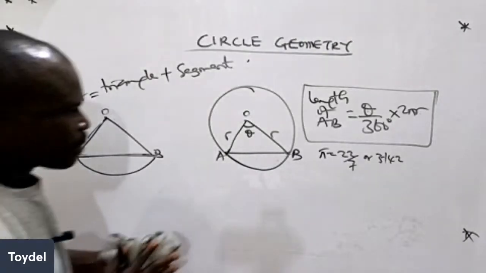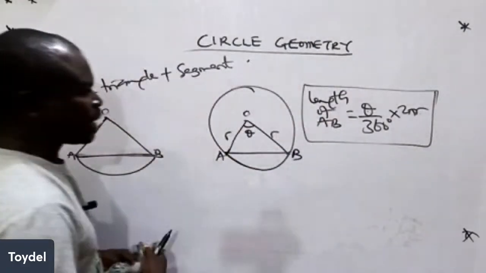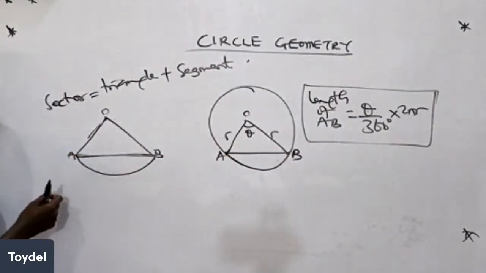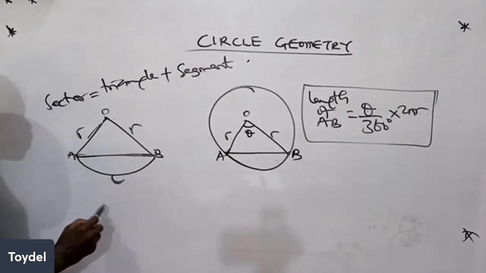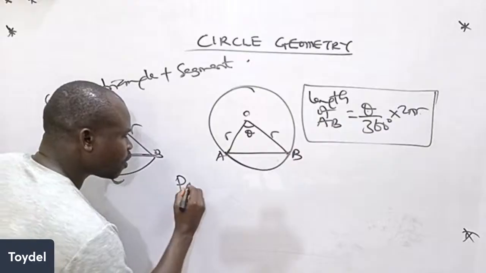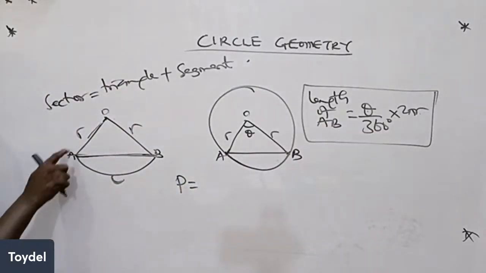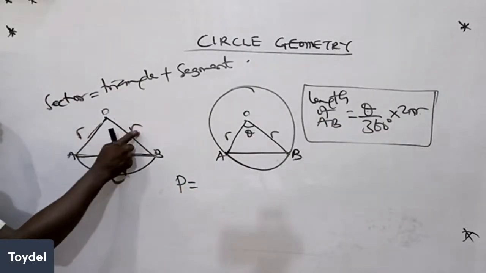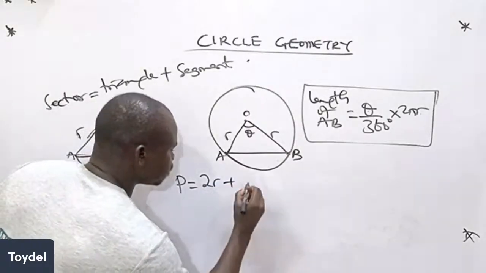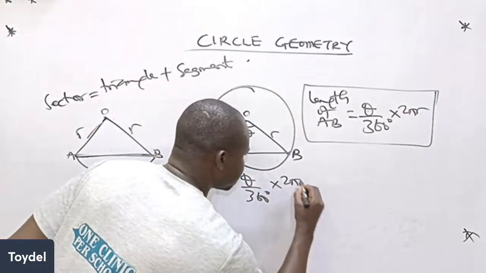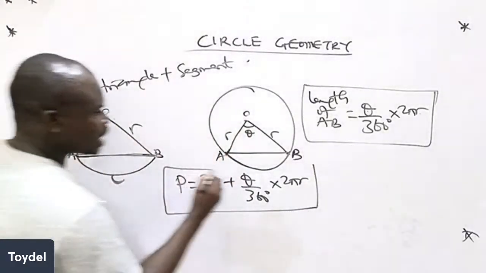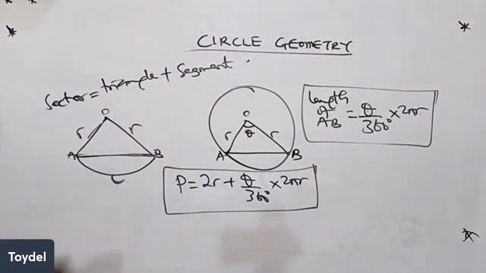Apart from the length of an arc, we can talk about the perimeter of a sector. In a sector, this is one radius, this is another radius, then we have the length of an arc here. By formula, the perimeter of a sector: how many radii do we have here? 2. It's equal to 2r plus the length of an arc, theta over 360 degrees multiplied by 2 pi r. This is the formula to find the perimeter of a sector.